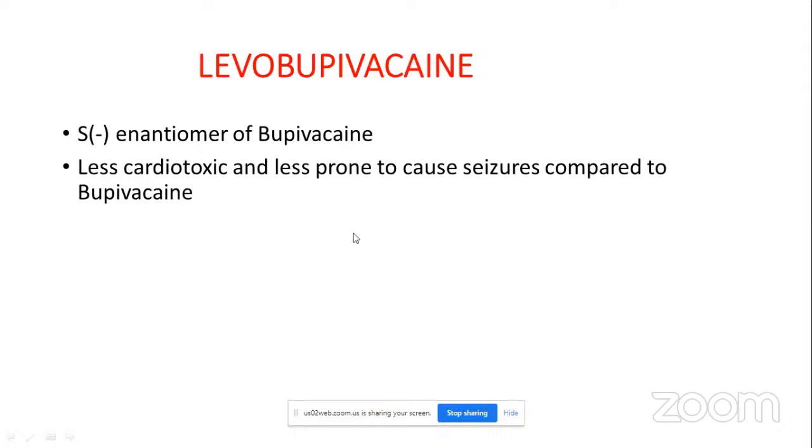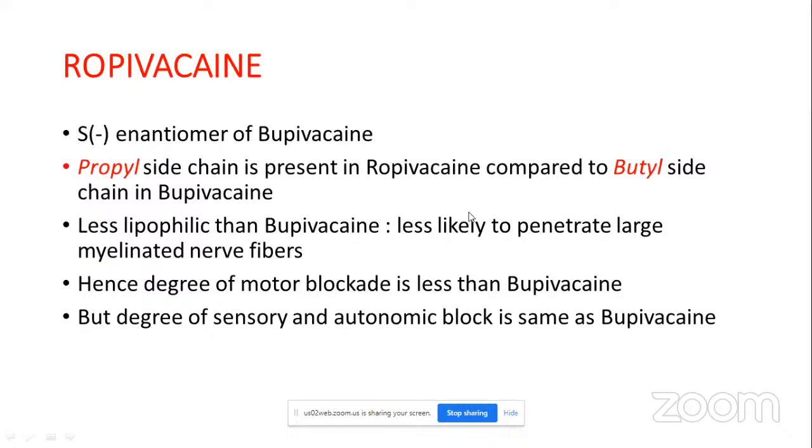Levobupivacaine. It is a modification of bupivacaine, that is the S minus enantiomer of bupivacaine. As the R enantiomer is most cardiotoxic, it's a derivative of the S enantiomer of bupivacaine. It is less cardiotoxic and less prone to cause seizures compared to bupivacaine. Ropivacaine is another S enantiomer. Its aromatic side chain is a propyl group in ropivacaine and a butyl group in bupivacaine. Less lipophilic than bupivacaine, thereby less likely to penetrate large myelinated nerve fibers. Large myelinated nerve fibers are nothing but A alpha fibers, which have the function of motor and proprioception.